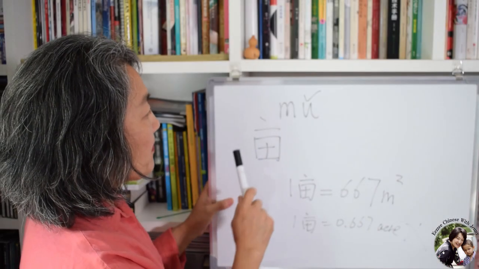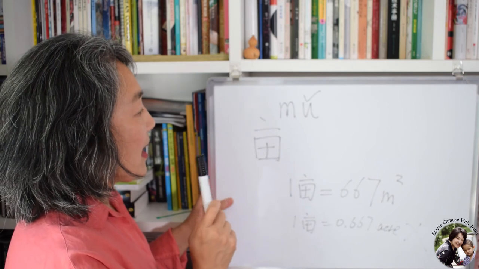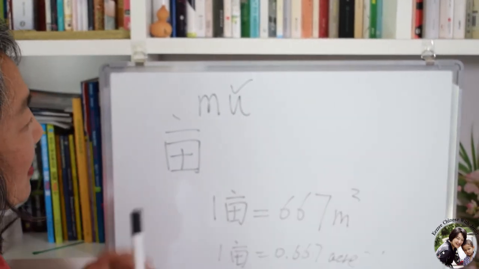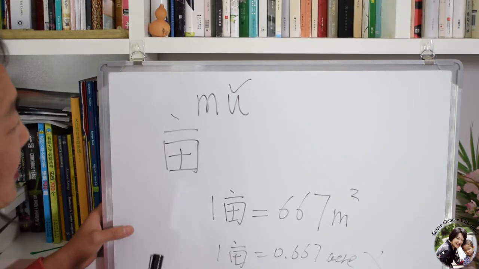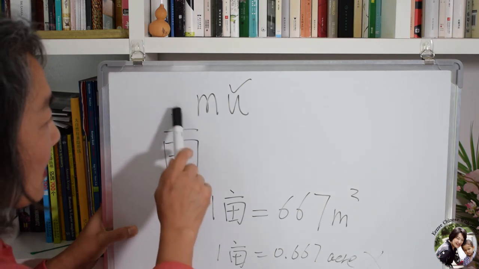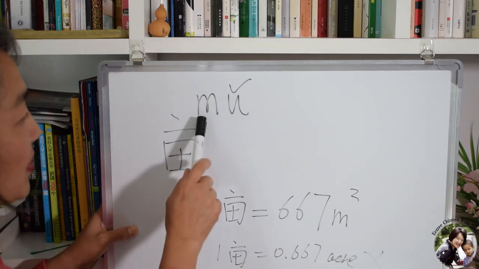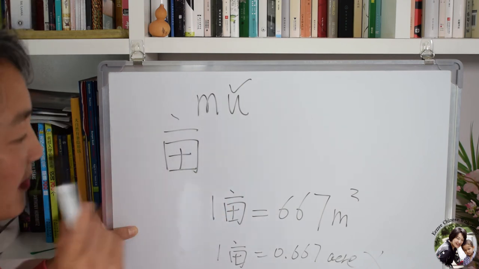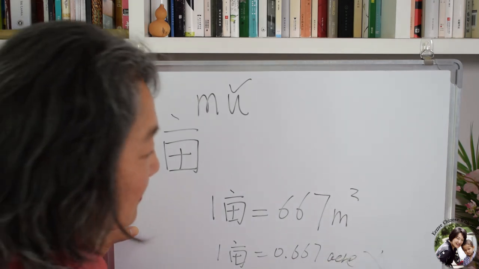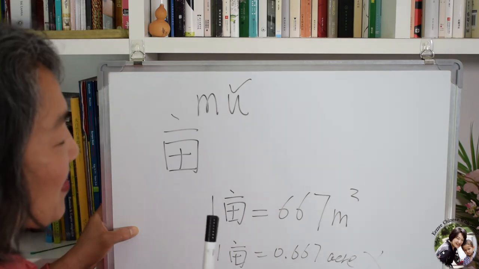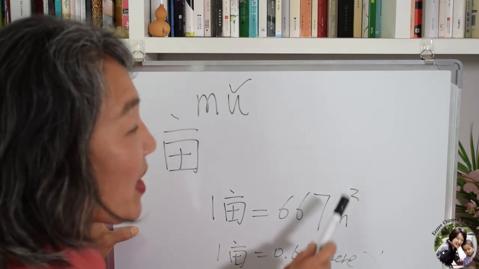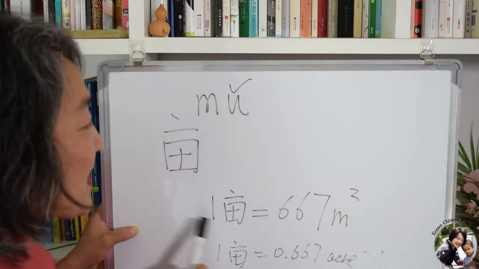Talking about measurement, I would like to correct one mistake I made in the past. On the day we were talking about the weather and agriculture, related to a few characters, I told you this character, mu, means farmland, with a dot and heng on top of it. It is pronounced mu. I said that it equals 0.667 acre, which was wrong. My math is terrible, okay? Actually, 一亩 equals 667 square meters. This time it is correct.